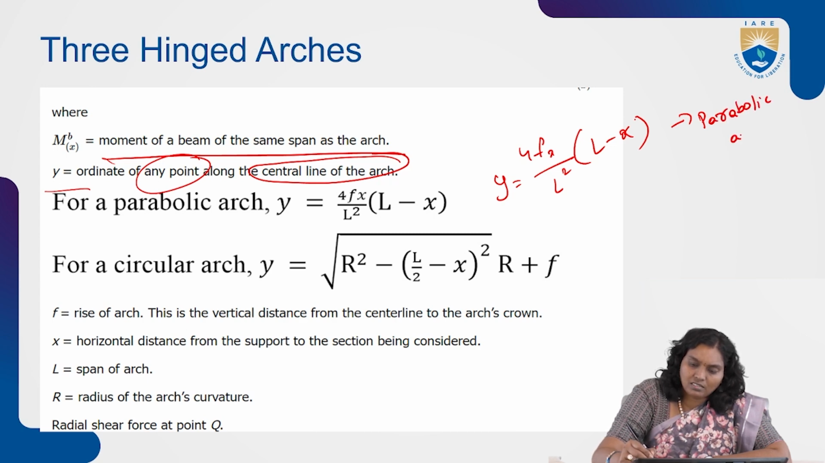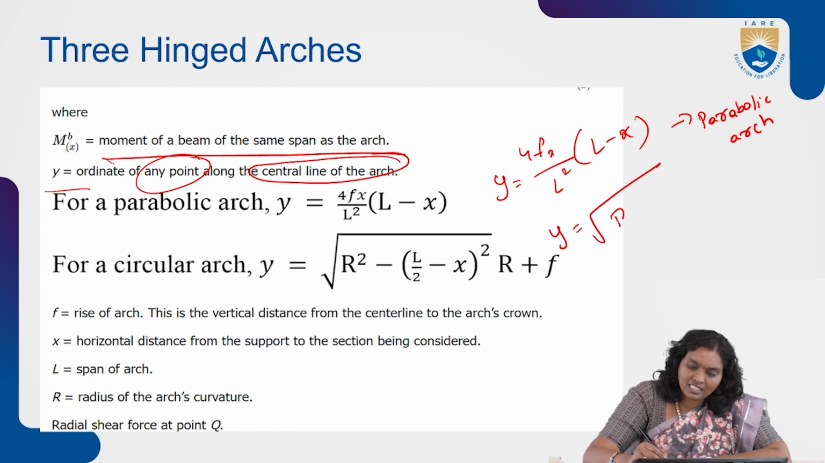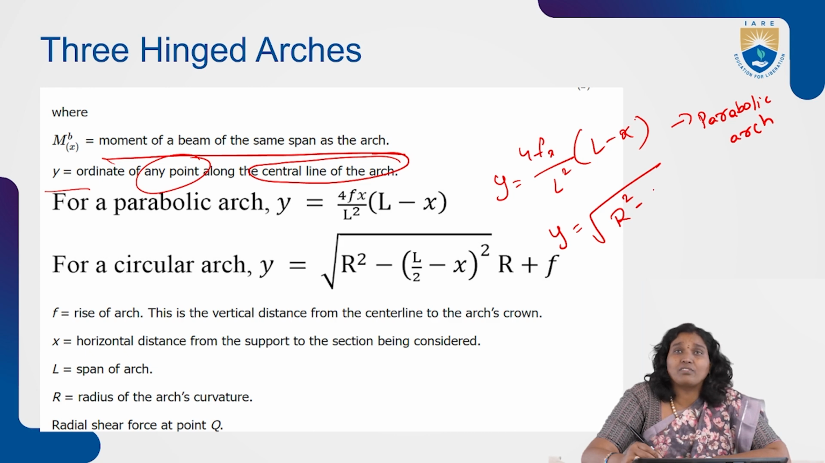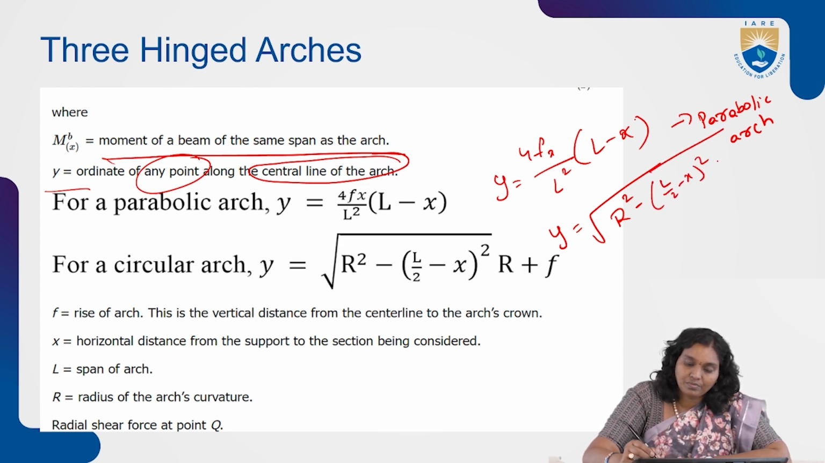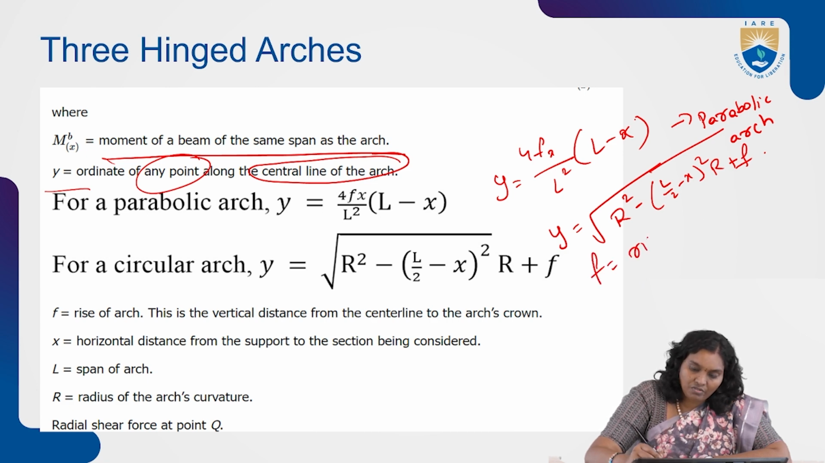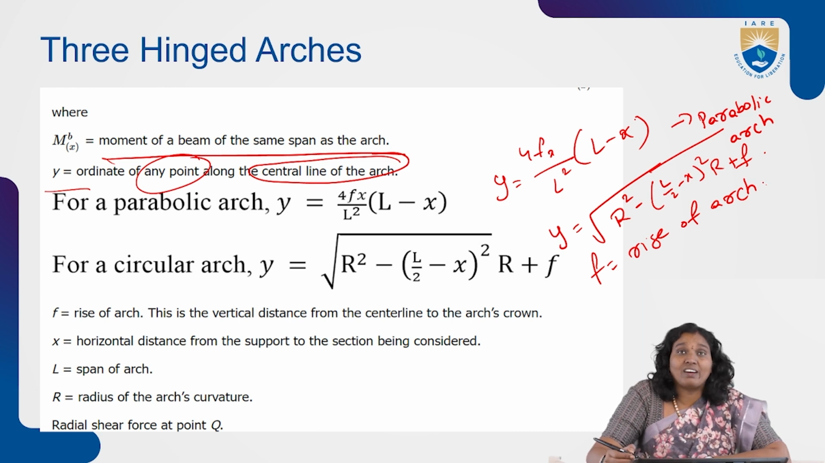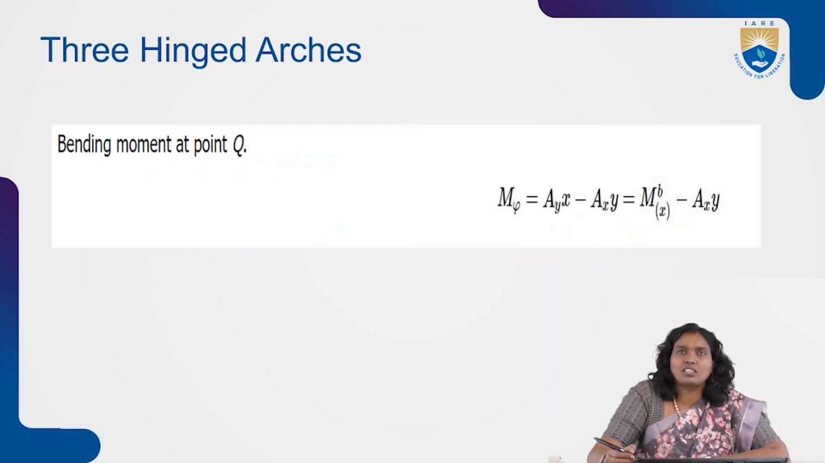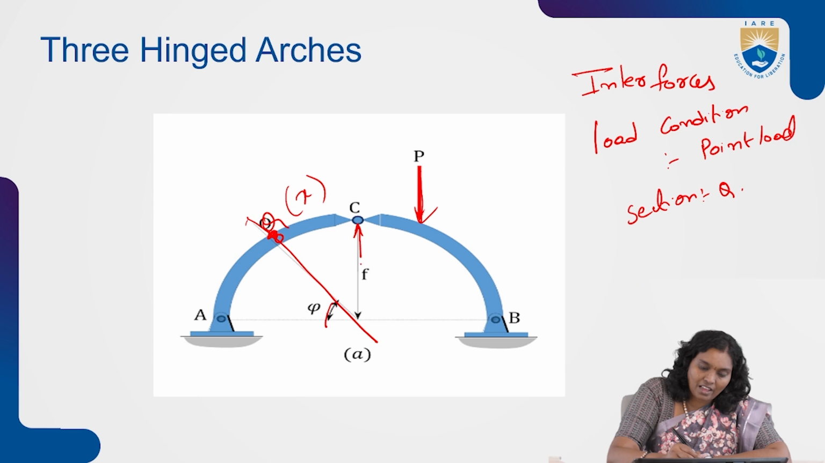Similarly, for a circular arch, y is equal to root of R squared minus L by 2 minus x whole square, minus R plus F. R is nothing but the radius of the arch of that particular curvature. Here y is the ordinate of any point along the center line of the arch. F is equal to the rise of the arch, and this is the vertical distance from the center line to the arch crown.